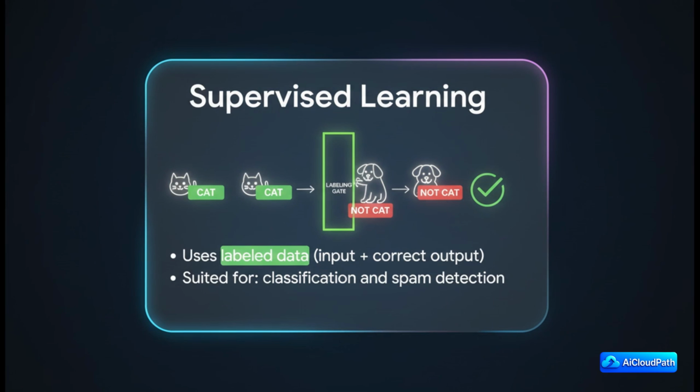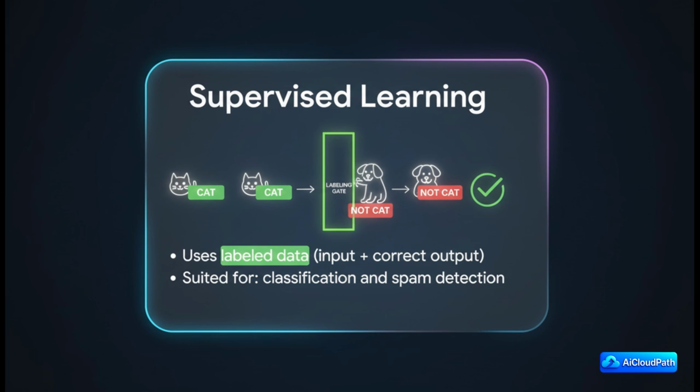First up, we have supervised learning. The key word here is labeled. All the data is labeled. It's basically like studying for a test with the official answer key right in front of you. You show the model a picture of a cat and say, this is a cat. Then you show it a picture of a dog and say, this is a dog. You use this when you know exactly what you're looking for and you can provide those right answers for the model to learn from.